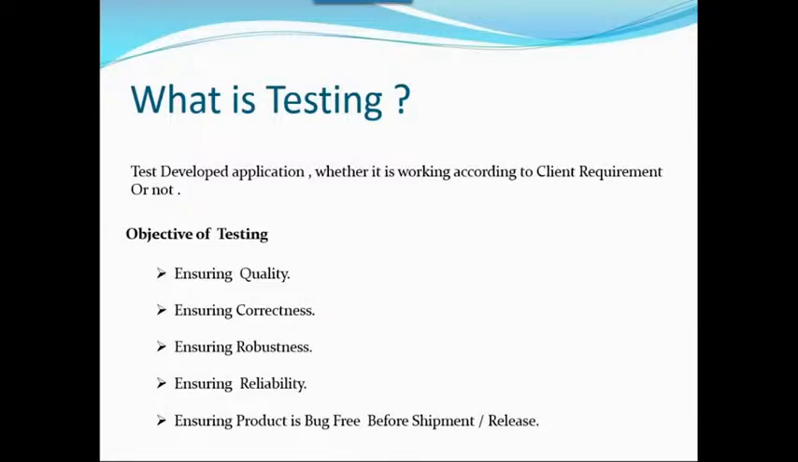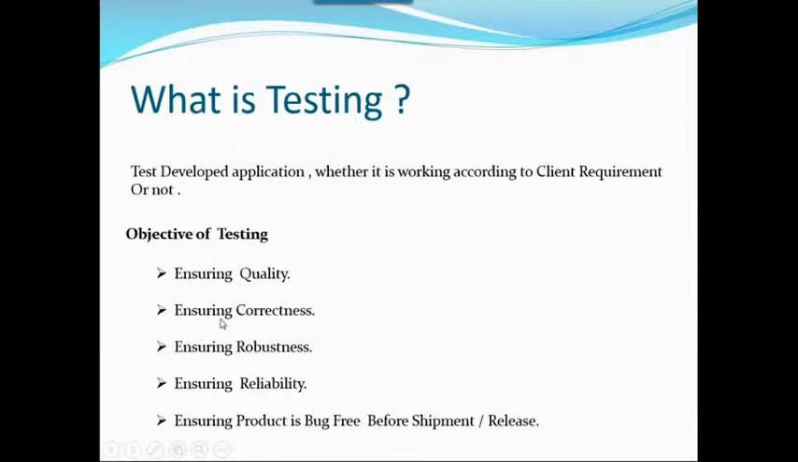Ensuring the correctness and robustness, and ensuring the reliability. What is the meaning of correctness and robustness? Correctness means critical functionality also we need to check. Robustness means we need to check whether it is working as per the given requirements in all the areas or not. And reliability is one of the most important ones. Reliability means whether this application is user friendly or not; while you are testing, you need to check that. This is the objective of testing.